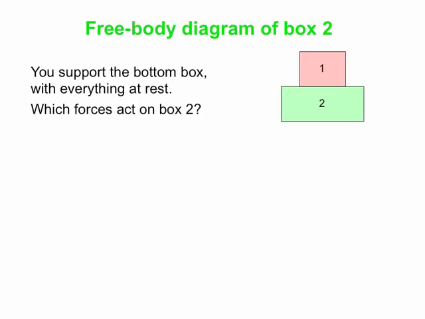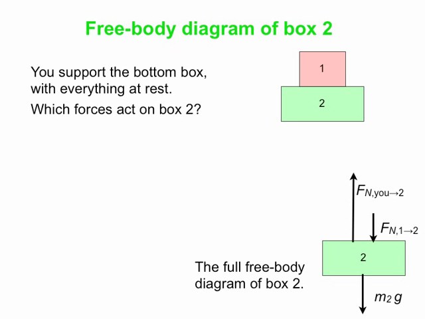Same thing with box number 2. What interactions does box number 2 have with its surrounding environment? It interacts with the Earth. There's a gravitational force down applied by the Earth. There's a downward normal force applied by box number 1. There's an upward normal force applied by you because you're holding the boxes from underneath box number 2.